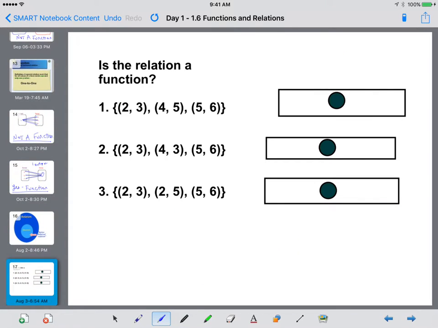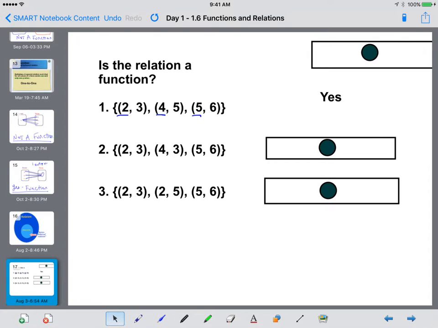So that was our mapping diagram. Let's take a look if it's an ordered pair. If it's an ordered pair, we look at x and y values. Number 1 here, we have (2, 3), (4, 5), (5, 6). Look at the x values: 2, 4, and 5. Those are my domain. They don't repeat. They each have only one output. Therefore, yes, this would be an example of a function.